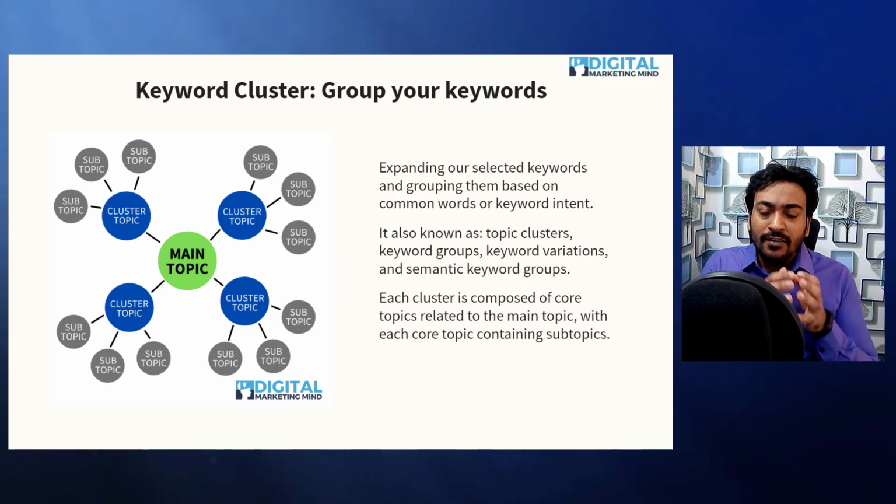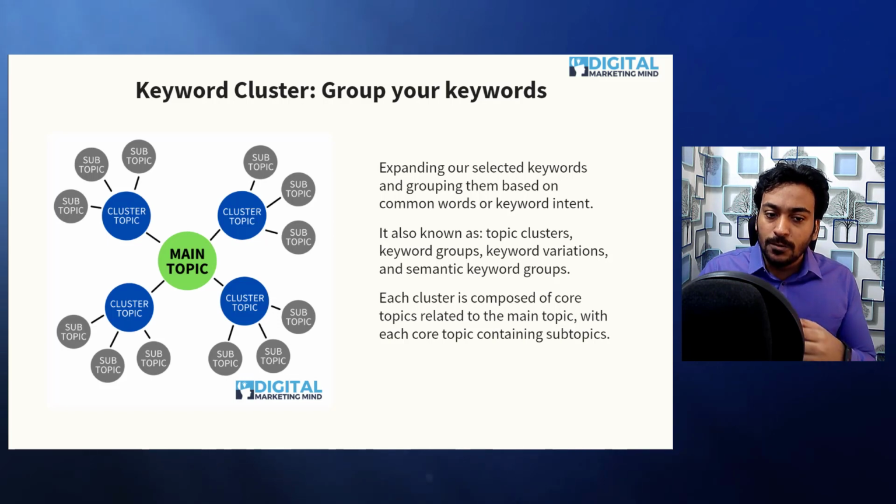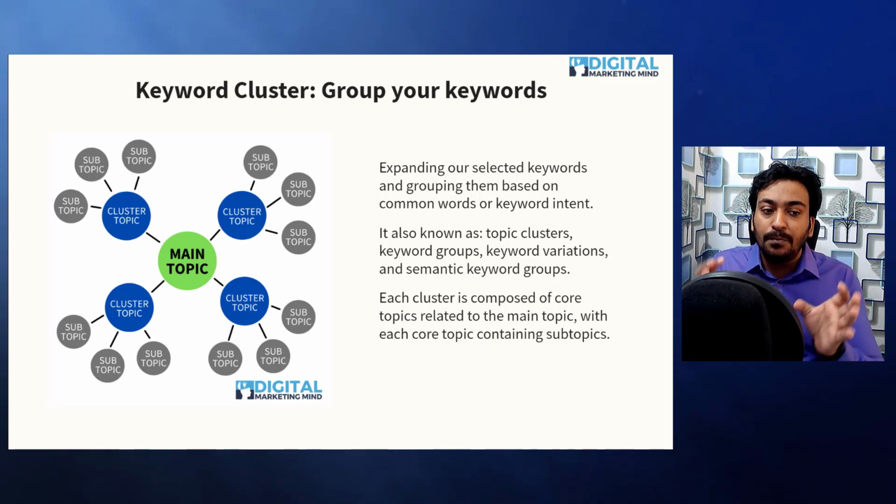Keyword cluster is a technical SEO term, but basically it means grouping your keywords logically. For example, the keyword cluster is also commonly known as topic clusters, keyword groups, keyword variants, variations, and semantic keyword groups. There can be any number of different ways to mention it, but basically every single one is mentioning the same thing, where it is expanding our selected keywords and grouping them based on common words or a keyword intent.